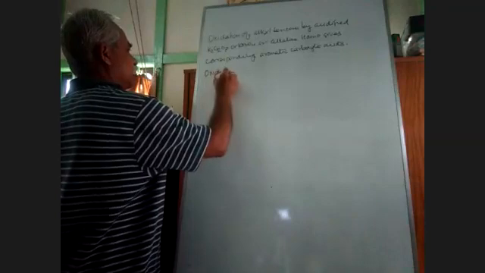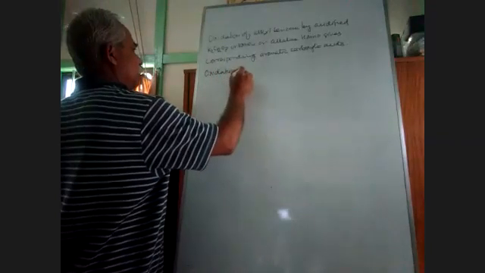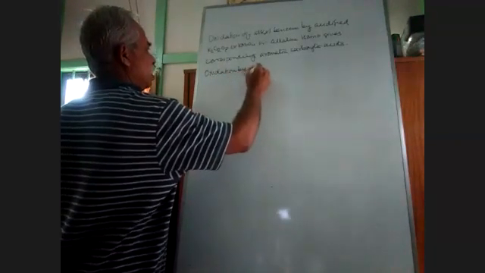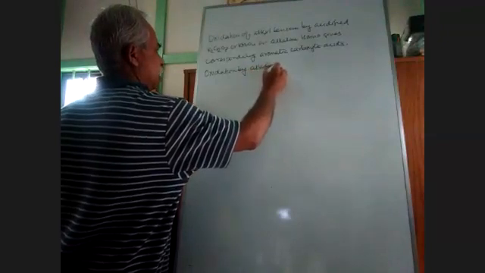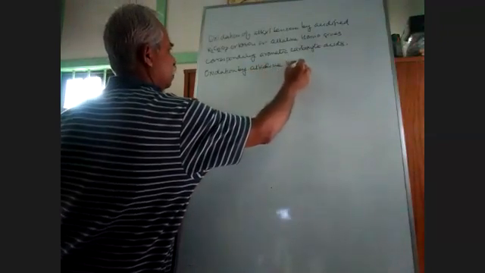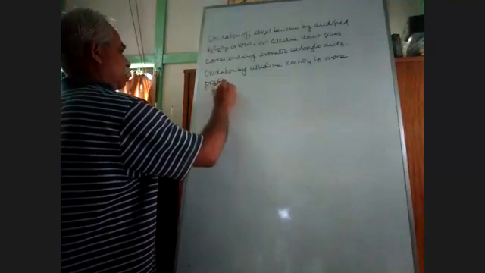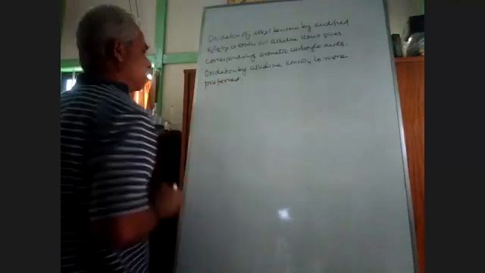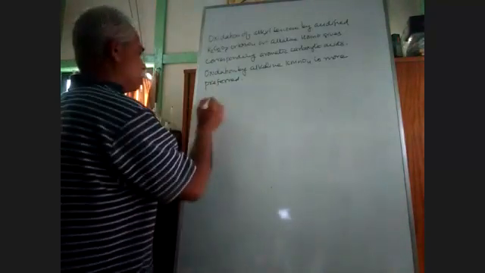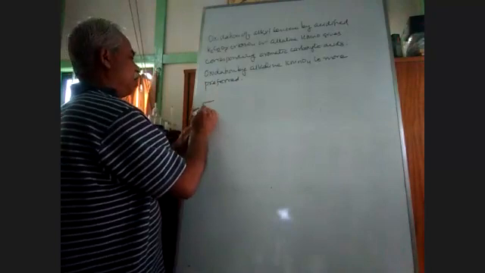Oxidation by alkaline permanganate is more preferred. We do it by alkaline permanganate. All examples in your book they have given by alkaline permanganate. Okay? So let me take this.